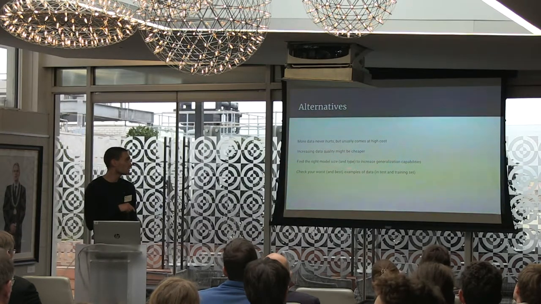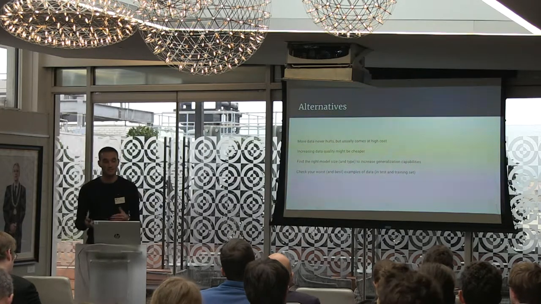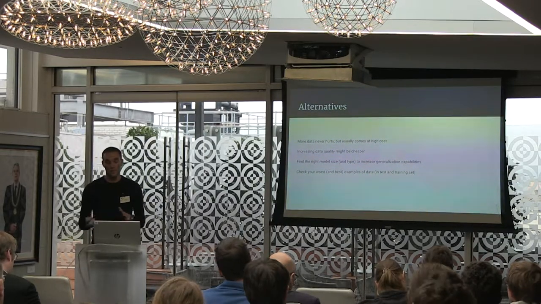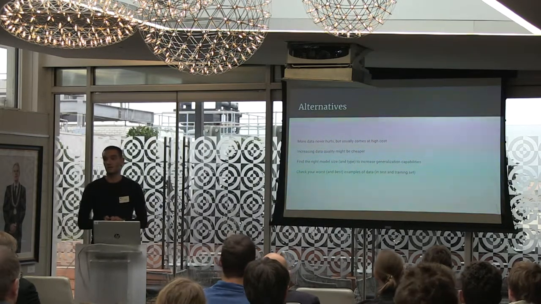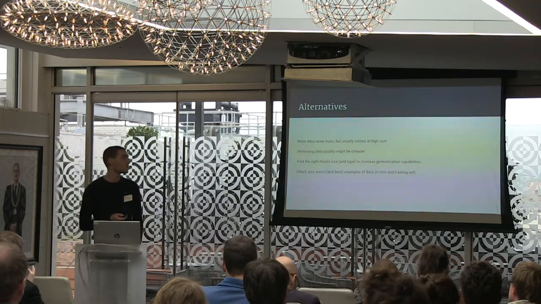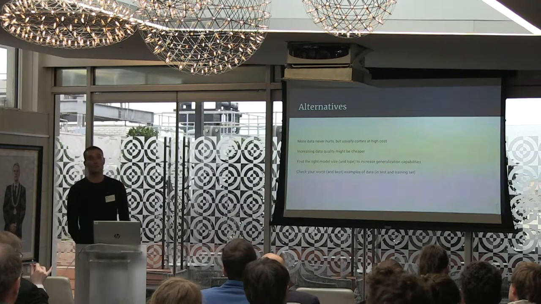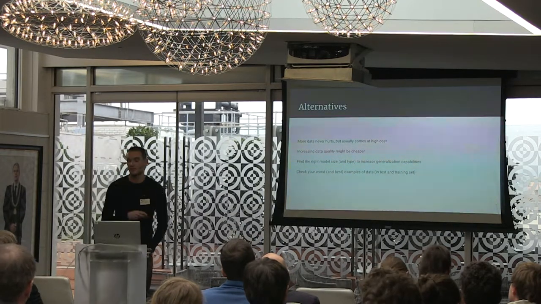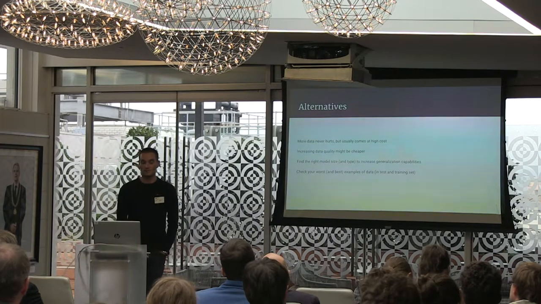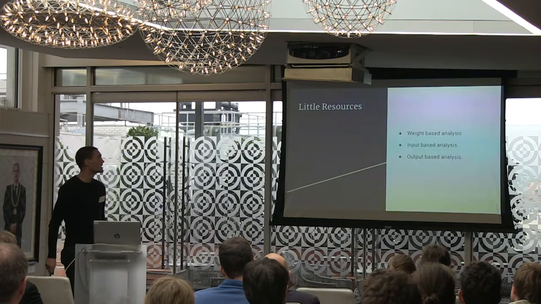Find the right model size. As I said, the smaller the model, the less data you need to train it. So it's worth checking if the model is small enough for your problem, or as small as you can make it for your problem. And check the worst and best examples of data. That's pretty much checking the data quality or the label quality. Okay, that's it for the labeling issues.